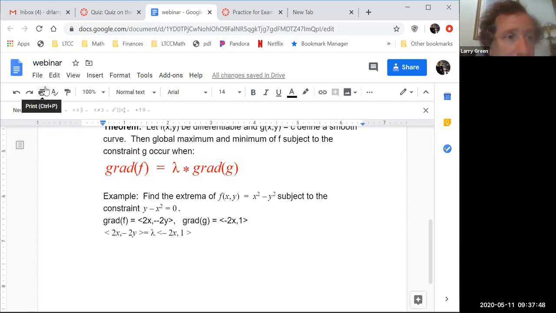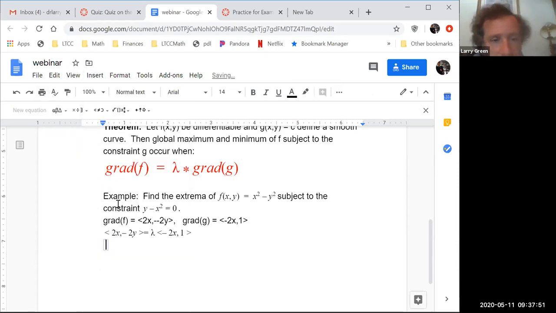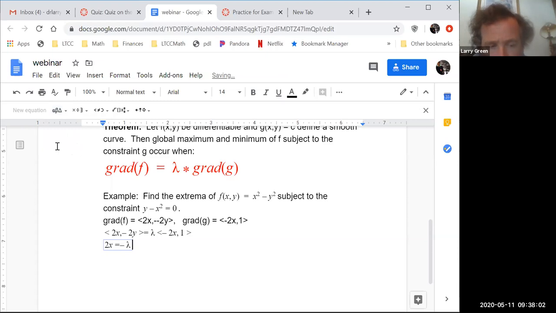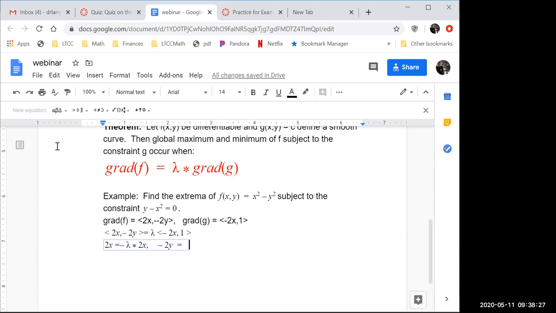That one more time. So that's again 2x equals negative lambda times 2x. And we also have negative 2y is equal to what? Lambda. Yeah, lambda.